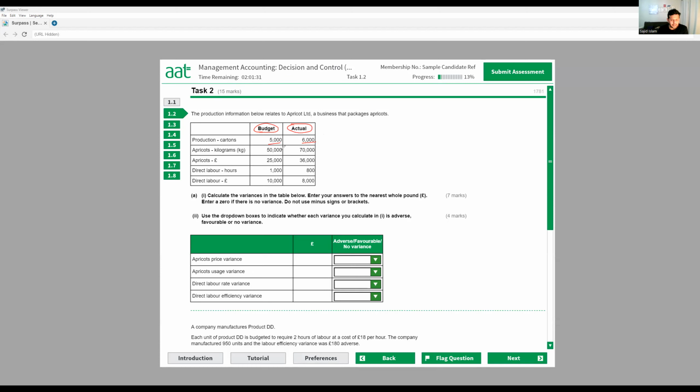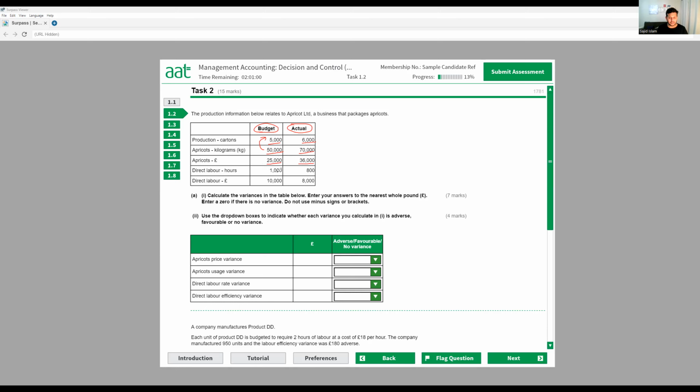Apricot in kilograms, that's my material. 50,000 kg I use for 5,000 units. That was my plan: for 5,000 units, I'm going to use 50,000 kilos of apricot. But actually I use 70,000 for 6,000 units. Then it cost me 25,000 pounds, and it cost me 36,000 pounds for 70,000 kilos.